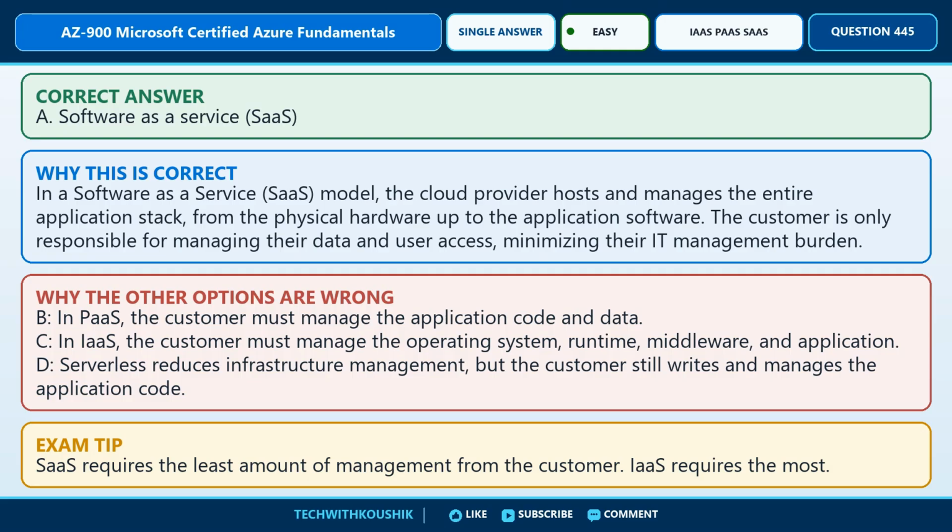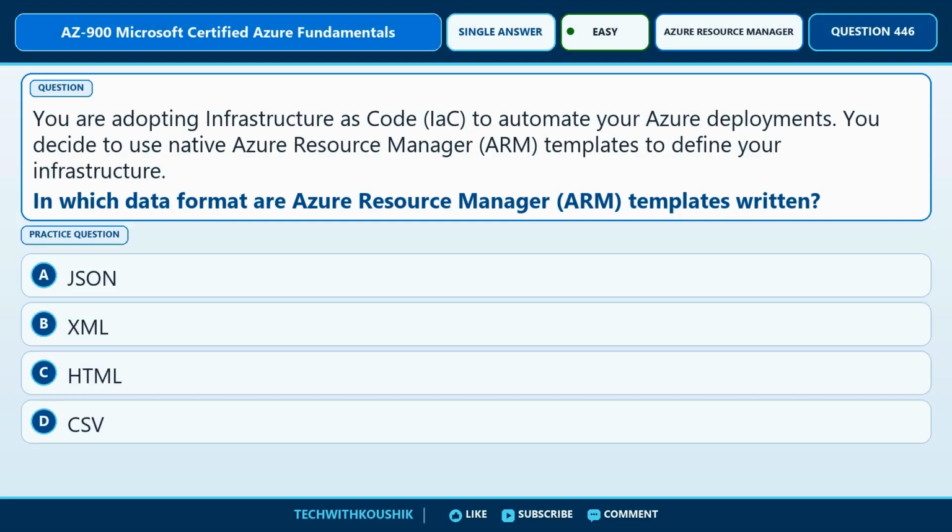Here's why the alternatives are not suitable. B. In PaaS, the customer must manage the application code and data. C. In IaaS, the customer must manage the operating system, runtime, middleware, and application. D. Serverless reduces infrastructure management, but the customer still writes and manages the application code. The main takeaway is SaaS requires the least amount of management from the customer. IaaS requires the most.